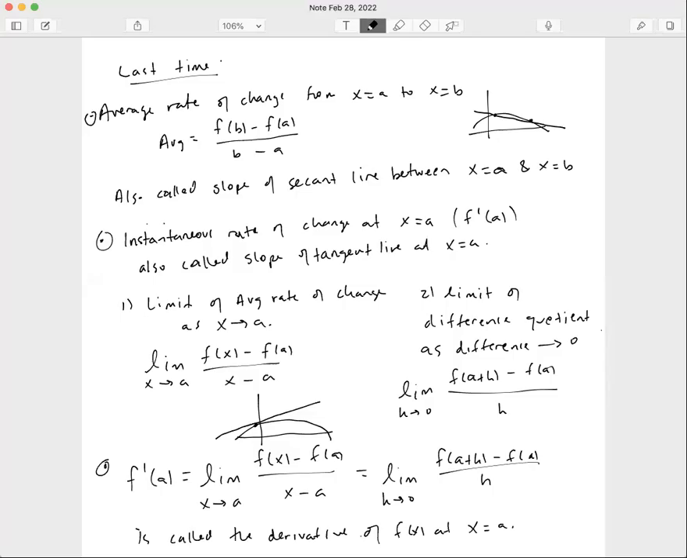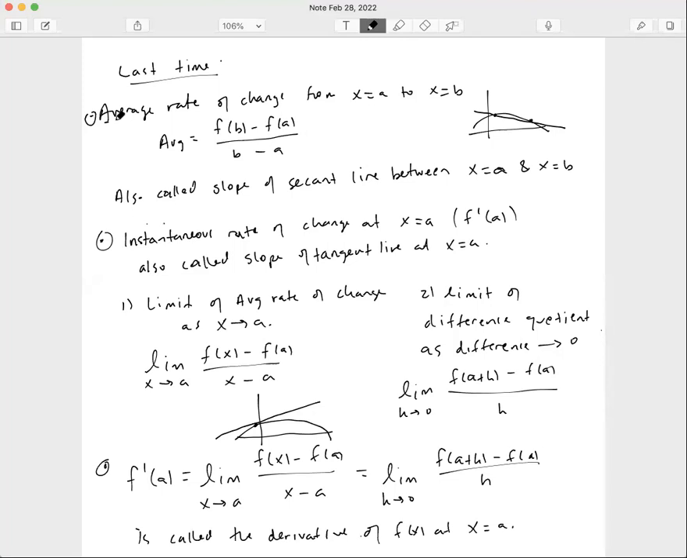All right, so today we're going to talk more about derivatives. Last time we introduced the definition of the derivative. Just to recap what we did last time: first, we talked about how the derivative comes from the idea of average rate of change.